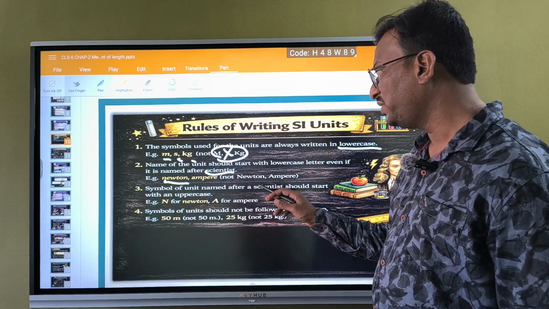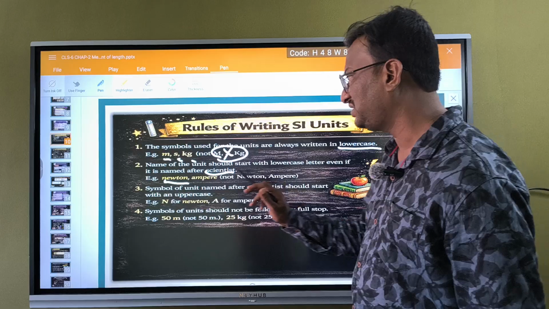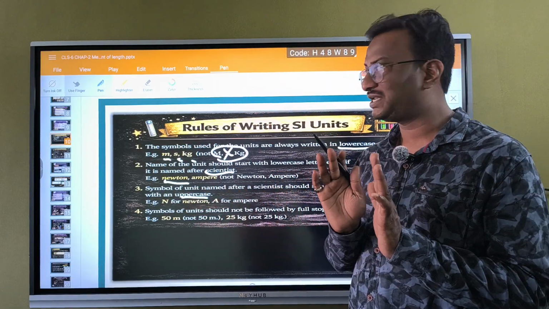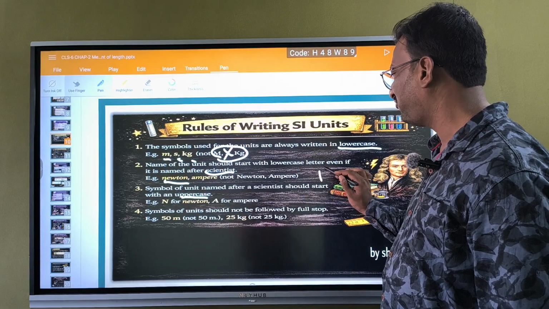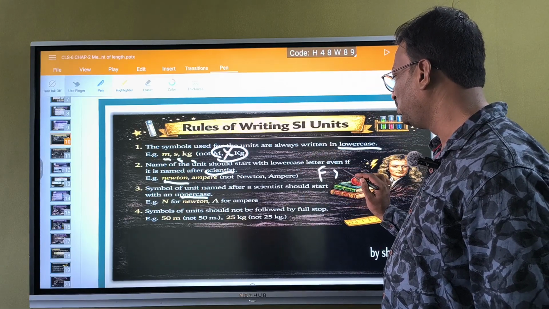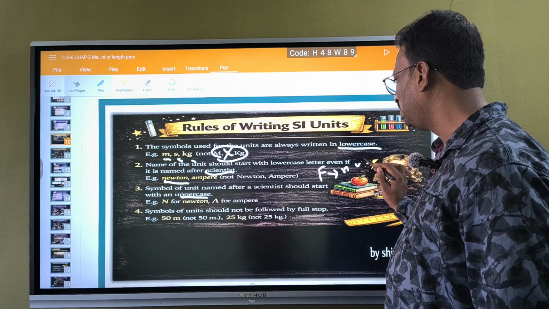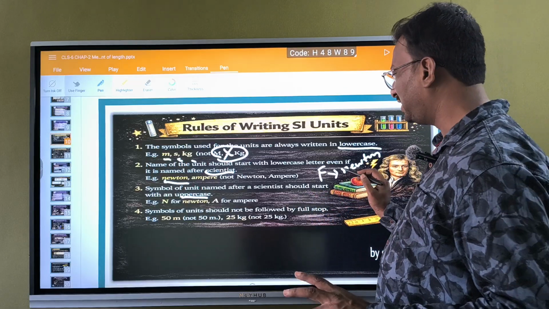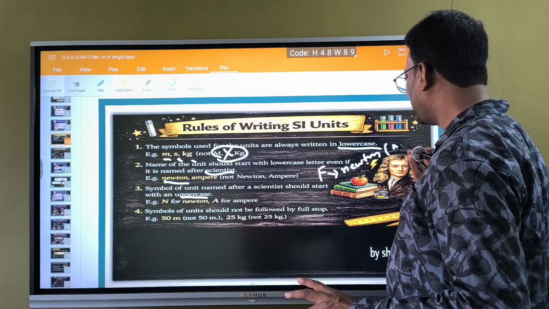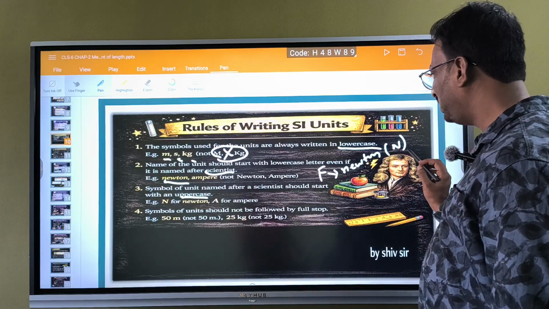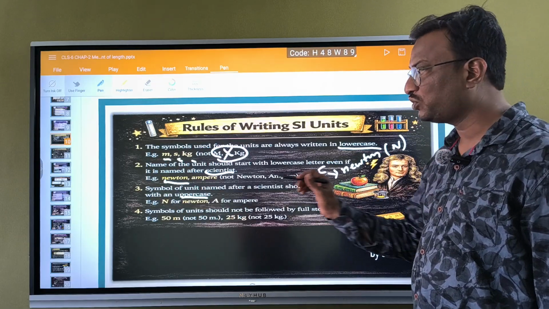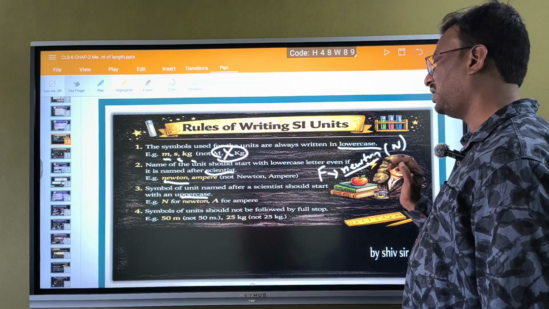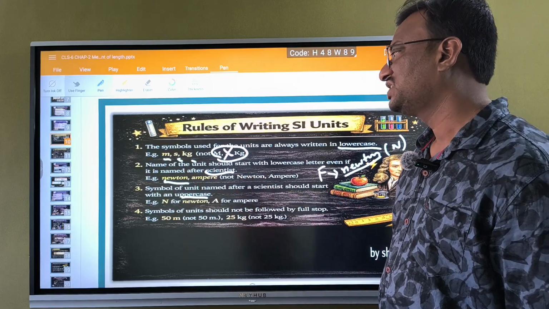Symbol of the unit named after the scientist should start with uppercase. See here, don't get confused here, children. The unit of force is Newton. If you write it, you can write in two forms. Either you can write completely newton, or you can put only N. When you put only N, at that time you have to use capital letter, uppercase. When we write the full complete name, at that time you have to write small letters.